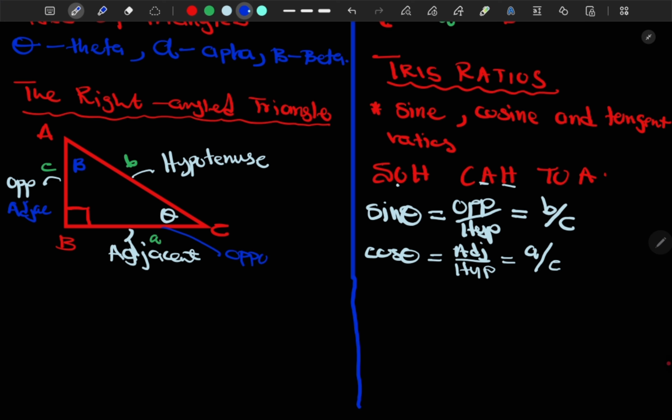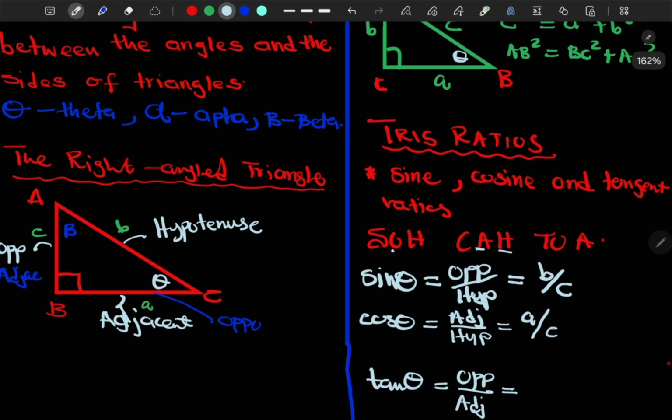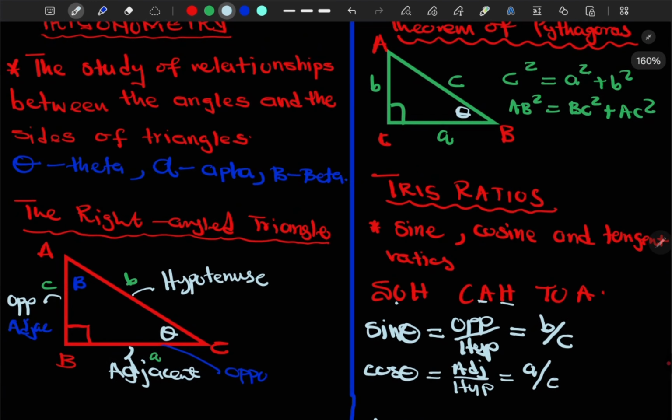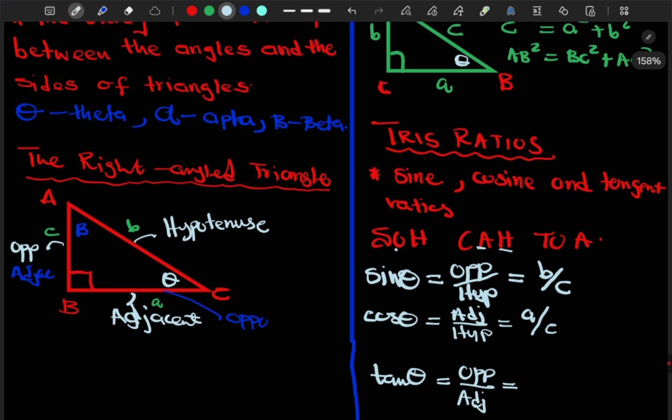And then let's go to tangent. Tan theta. Don't forget, cos is shortcut for cosine. Tan is shortcut for tangent. Tan theta equals opposite over adjacent. It is the only one without a hypotenuse involved. So from the right-angled triangle above, what is the opposite side? It's b, and the adjacent side is a.